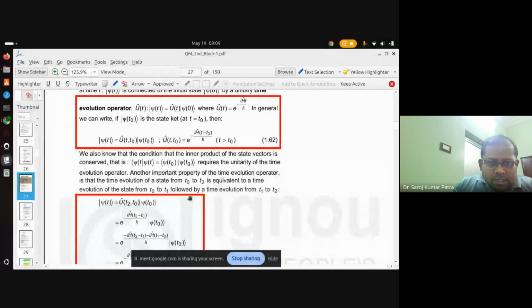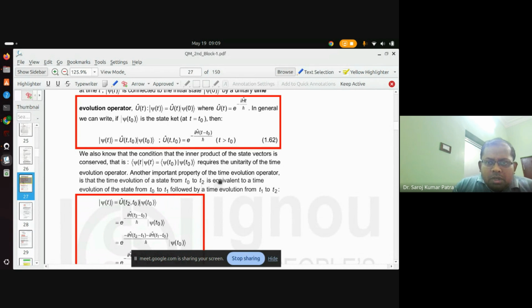Now, we also know that the state vector norm must be conserved. That means symmetry operations, this kind of operations, should not change the system. So the bracket of psi t with psi t must be equal to the bracket of psi t0 with psi t0. This requires the unitarity of the time evolution operator.